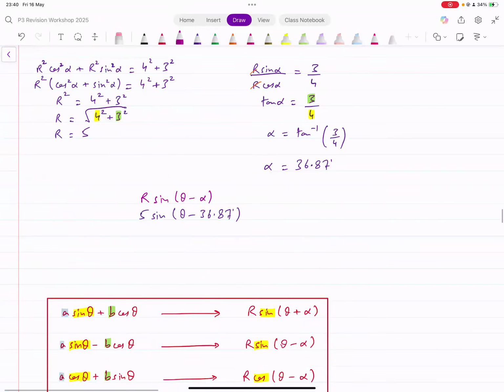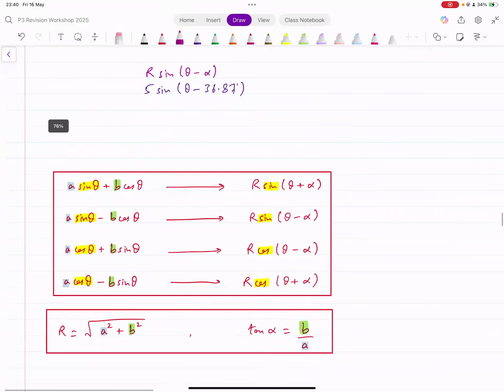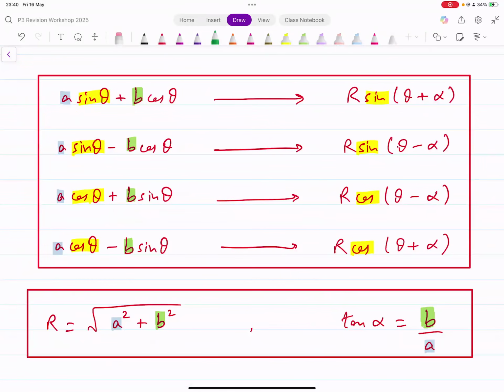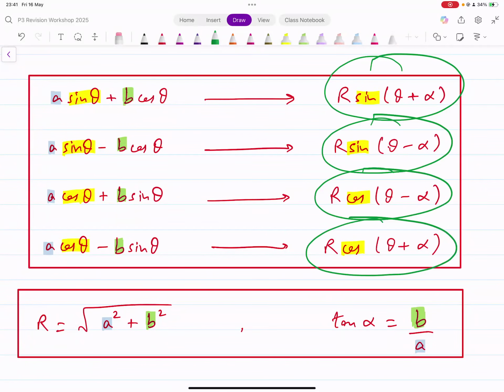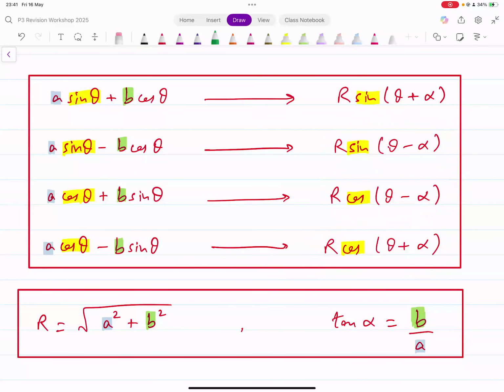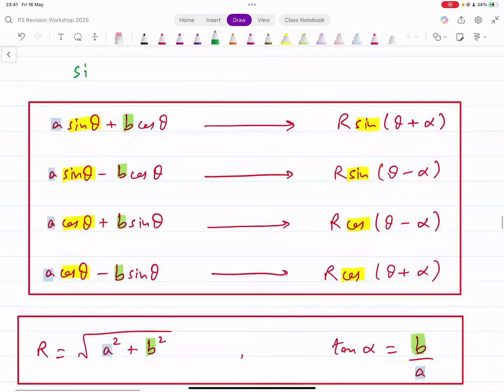What we'll actually do is, there are 4 different forms that are possible that they can ask you to convert something to. They can ask you to convert something to r sine of theta plus alpha, r sine of theta minus alpha, r cos of theta minus alpha, r cos of theta plus alpha. These are the 4 different forms in which they can ask you to convert something. Now, the expression that you would have to convert would have 2 terms, one sine term and one cos term, right? If you want to convert to sine, the first term here has to be sine. Okay, so the first term has to be sine.